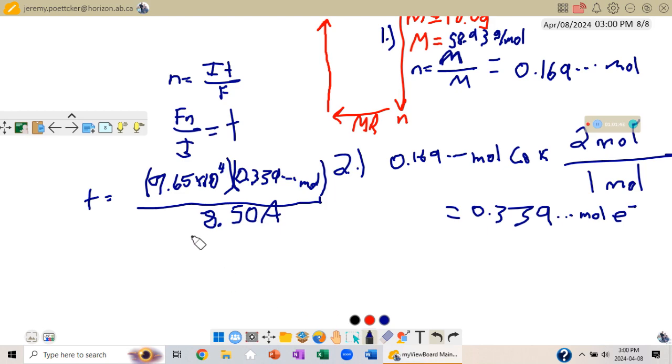0.02 and so on. I have 3 sig digs here, so time is going to be equal to 3.85 times 10 to the 3 seconds.